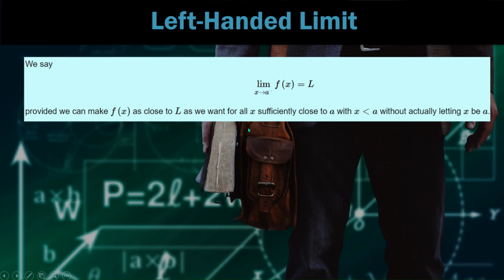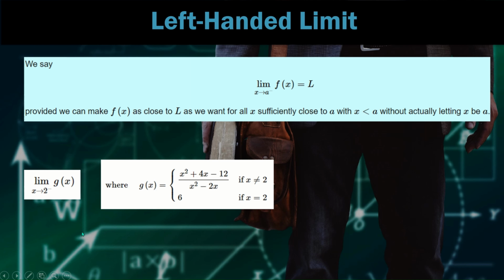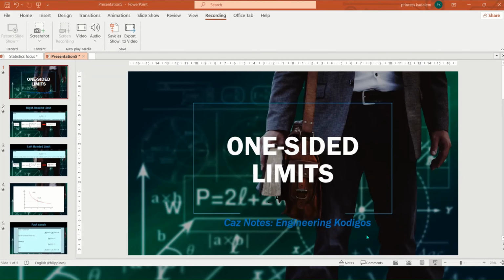So let's have an example here so that you can understand what is meant by the left-handed limit. Find the left-handed limit of the function g of x as x approaches 2, where the function g of x is given by this piecewise function. Same with what we did in the previous example, we will use substitution of the value of x and it will obtain 4. So let's try to check that on our calculator.